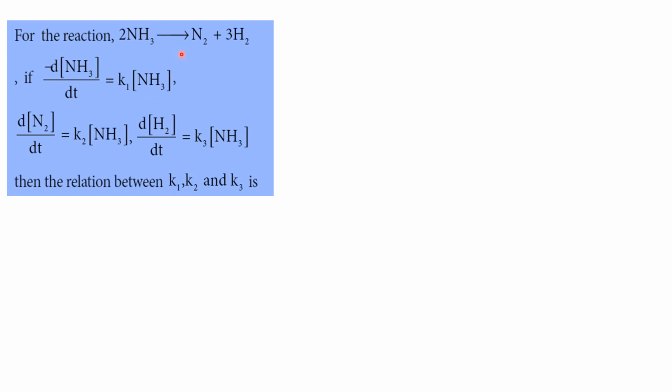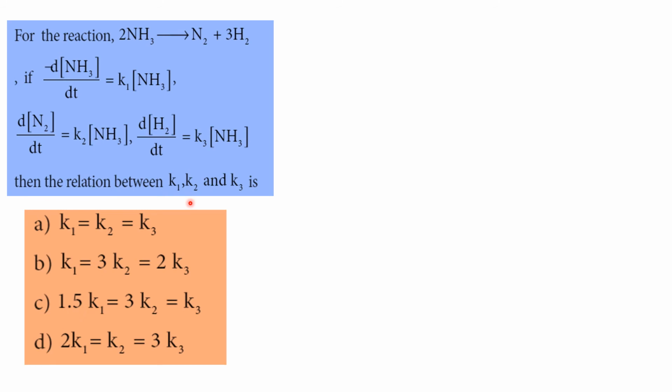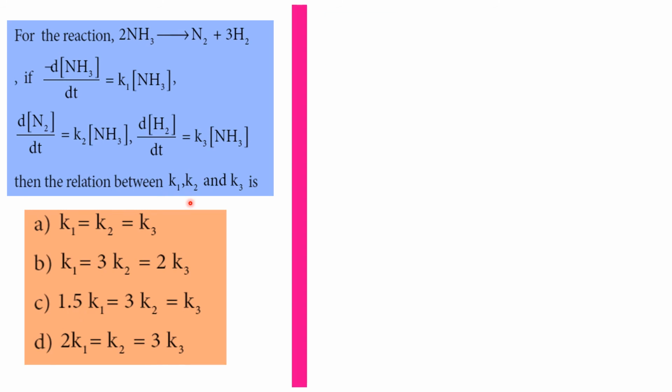For N2 the change in concentration of N2 with respect to time, that's equal to K2 into concentration of ammonia. For hydrogen the change in concentration of hydrogen with respect to time, that's equal to K3 into concentration of ammonia. What they ask, the relationship between K1, K2, K3 is 4 options are given. Okay, so நம்ம rate of first போடணும்.